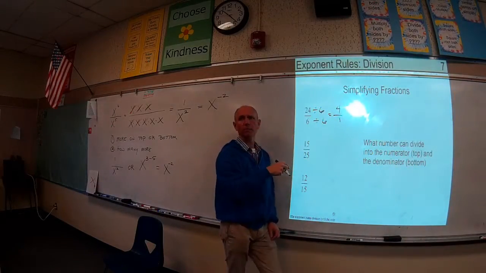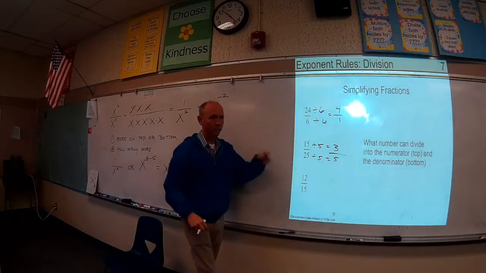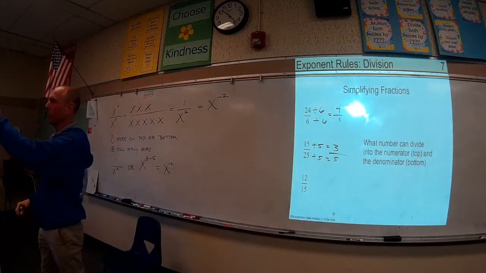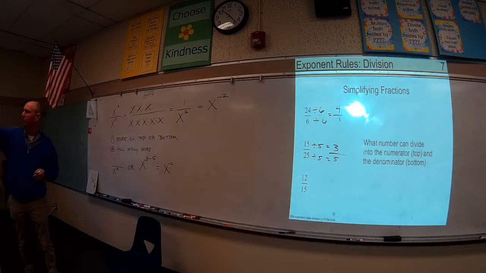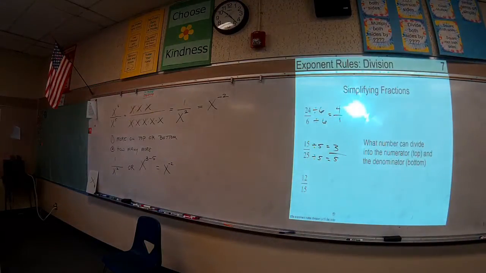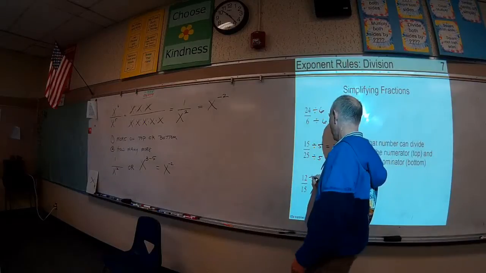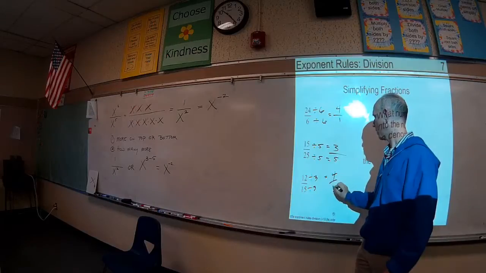What number can go into both of them? 5. Okay, 15 divided by 5? 3. 25 divided by 5? 5. So 3/5. 12/15, good. Divided by 3, divided by 3 gives me 4/5.